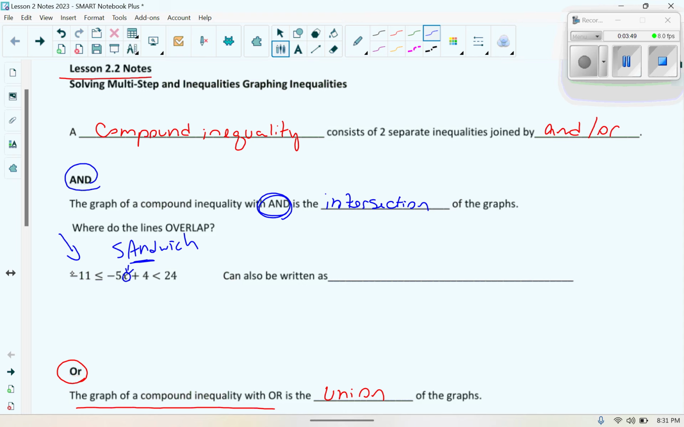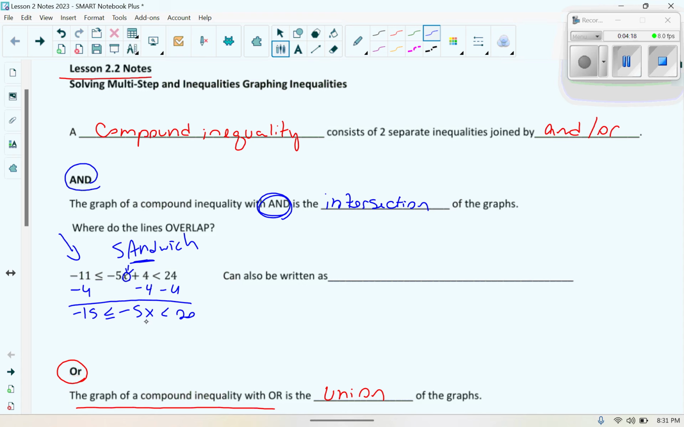Let's pretend that this wasn't even here. If I had that, you would tell me that the first thing I'm going to do is subtract 4, and that's what we're going to do. But we're going to do it here, here, and here. We're going to subtract 4 from all 3 places. And so I end up getting -15 is less than or equal to -5x is less than 20.